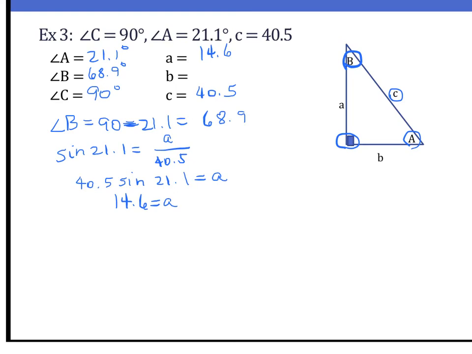And then the last thing, for angle B, we could use SOHCAHTOA, we could use cosine and find angle B, or we can just use the Pythagorean theorem. And a lot of people prefer to do that.